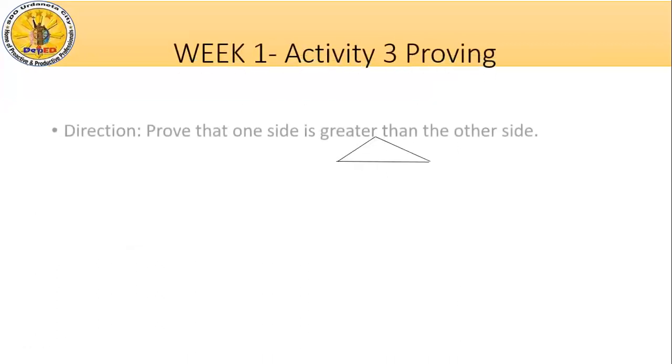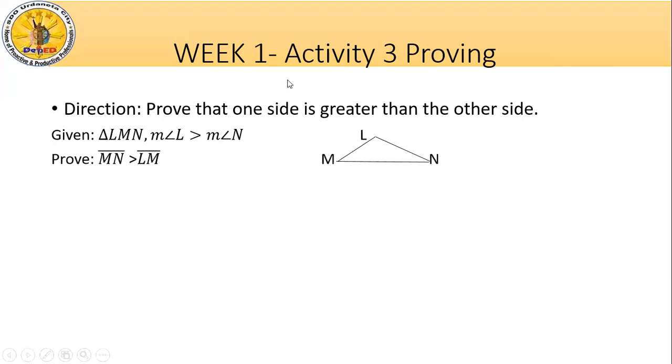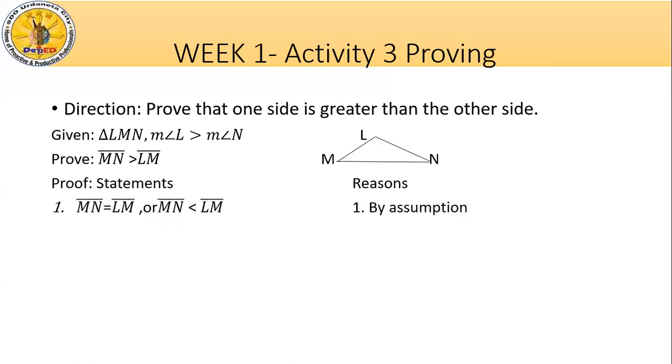Next, for the last activity, para hindi kayo mahirapan sa proving, you are going to prove that one side is greater than the other side, meron akong clues na ibibigay dito. So, ito yung nasa module nyo. Given triangle LMN, where the measure of angle L is greater than the measure of angle N. We are going to prove if MN is greater than line segment LM.